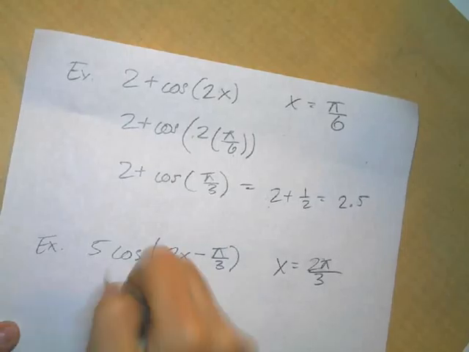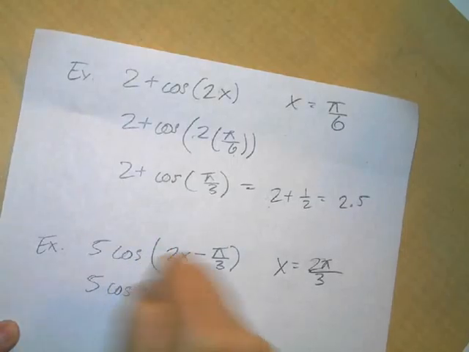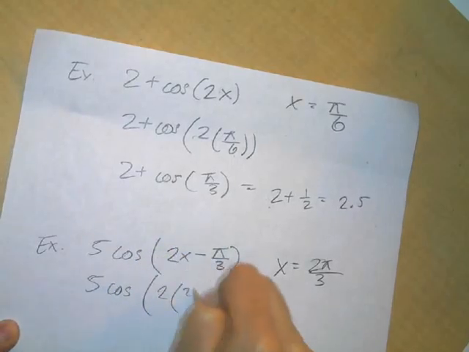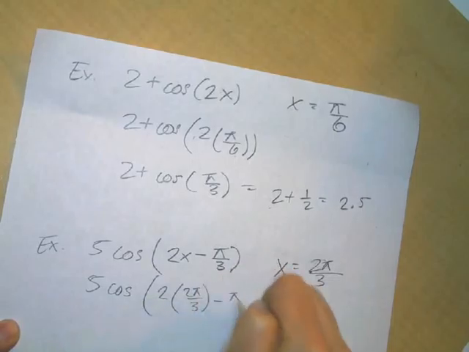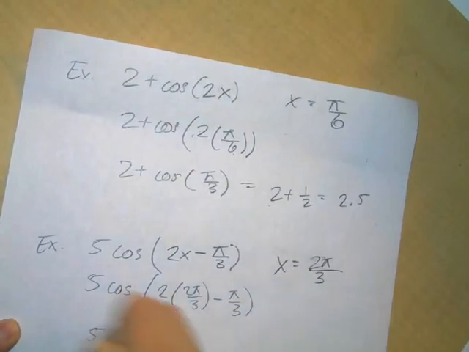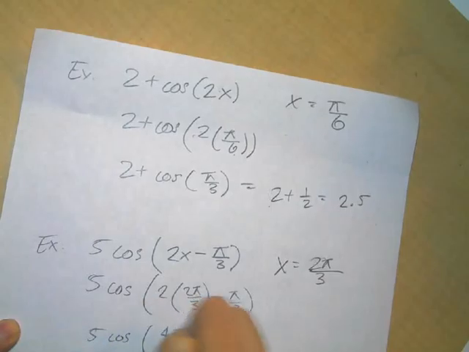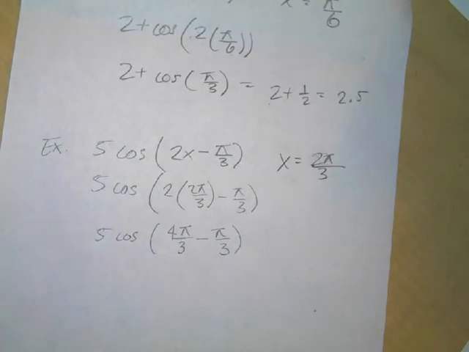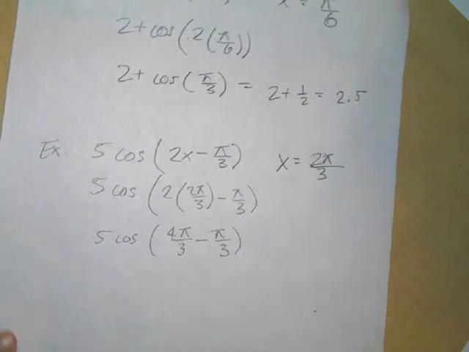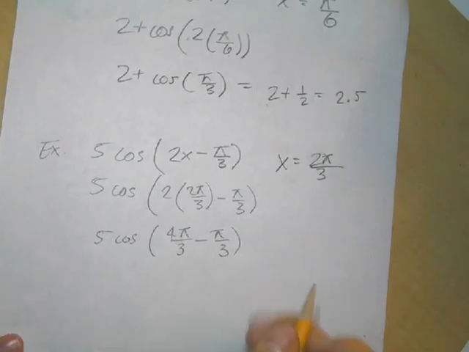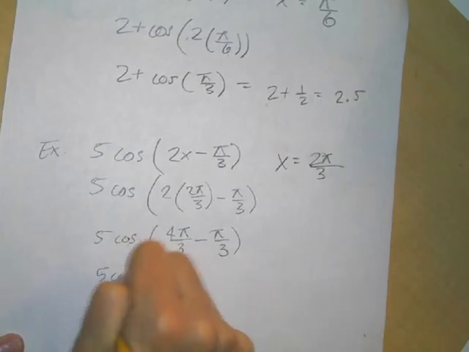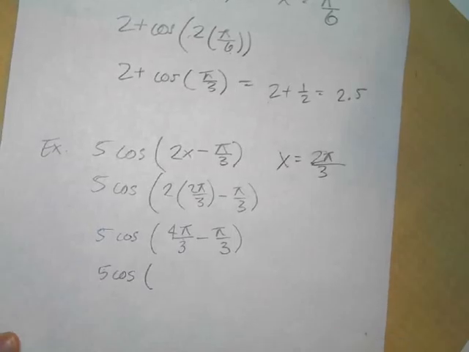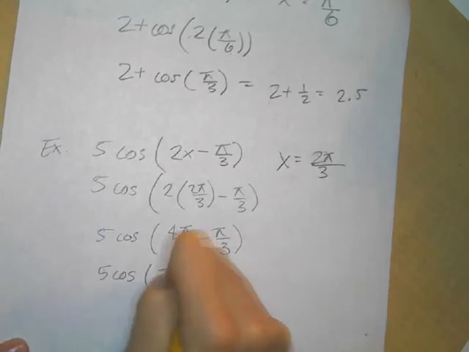So then you substitute that in. 5 times cosine 2 times 2 pi over 3 minus pi over 3. So 5 cosine 4 pi over 3 minus pi over 3. What is 4 pi over 3 minus pi over 3? Yeah, because it's going to be 3 pi over 3, which is pi.